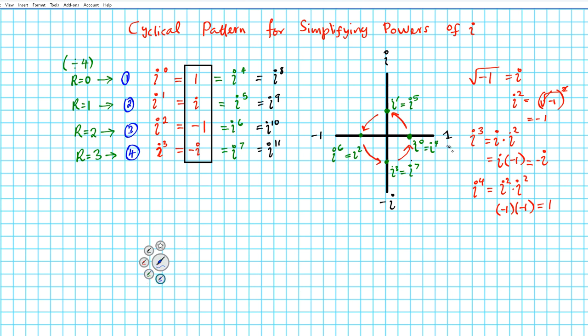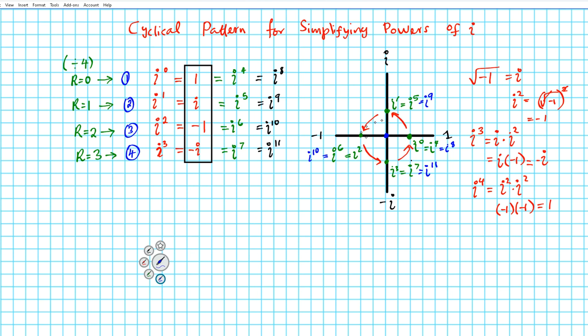Let's do it again. So this is going to be i to the what? i to the 8th, 9, 10, 11, full cycle. All right. So that's why it's cyclical in nature. You're just looping around, just like a clock, right?